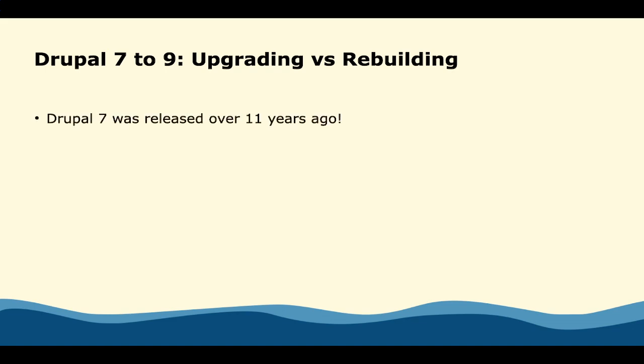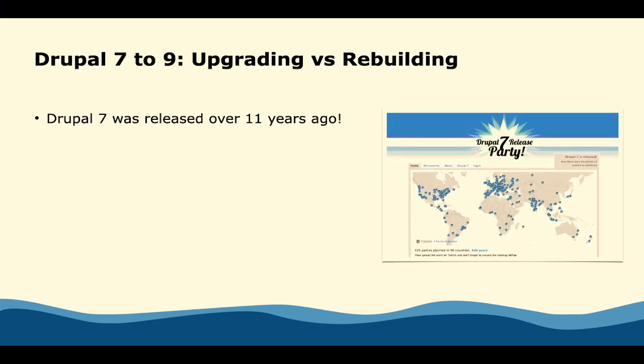So Drupal 7 was released over 11 years ago. Some of you who were around then might remember the Drupal 7 release parties. There's a map, and you should see all the parties all around the world. But it's 11 years old, and when it reaches end of life, as currently scheduled for next year, it's going to be 12 years old, and technology moves on.